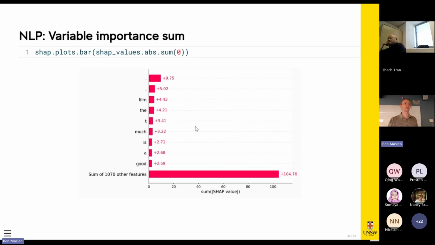So if we wanted to take in the frequency, we could have a look at the sum, just summing the SHAP values of all these words. But now this is being driven a lot by the frequency of these things. So it comes out that full stop and comma and film and the are the most important things that are driving what's going on.